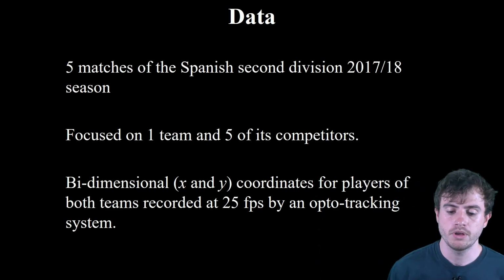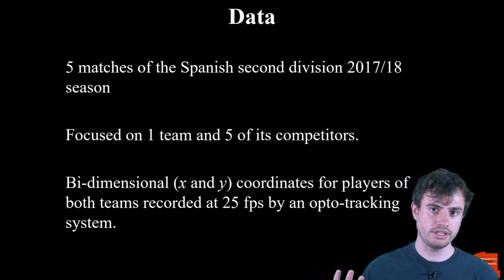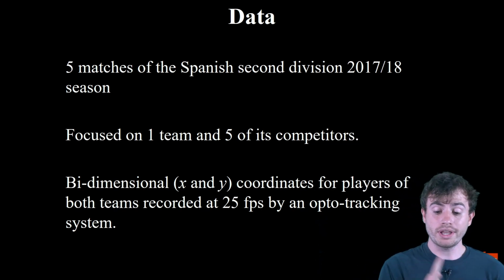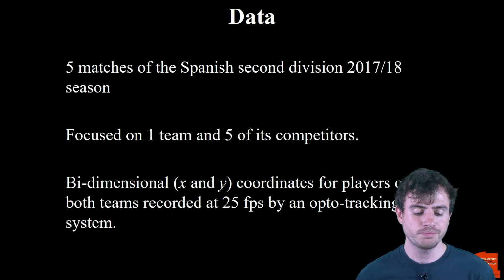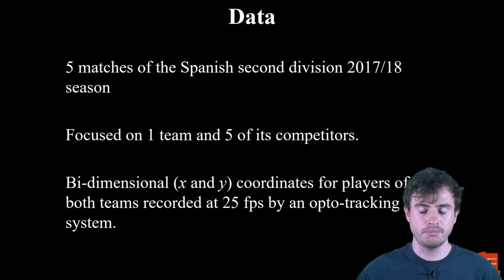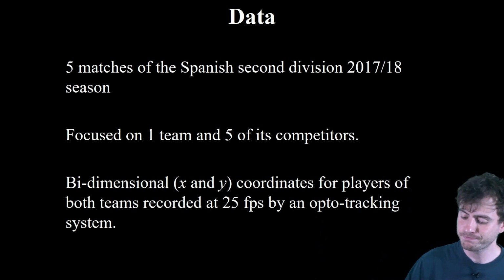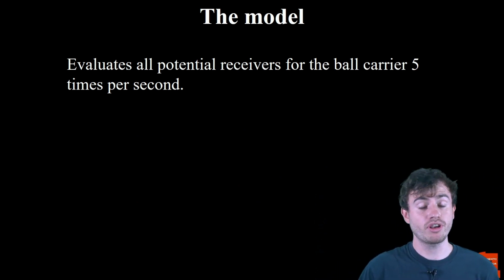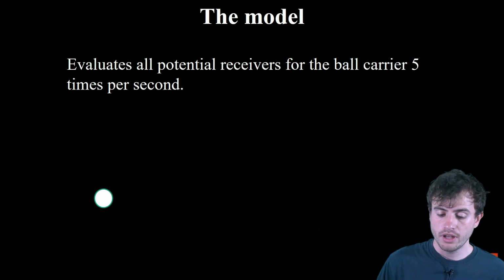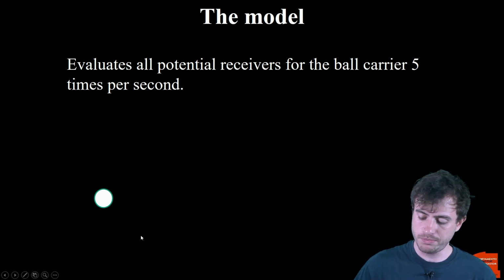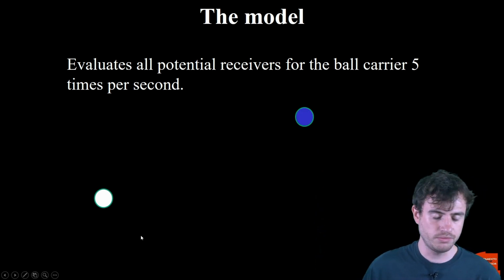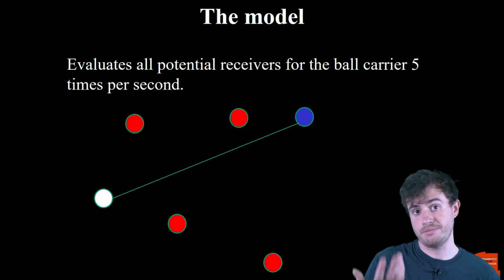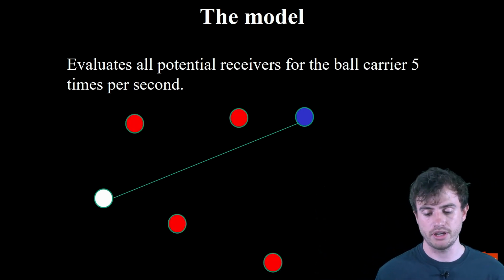Okay, so the data we have is 5 matches of the Spanish second division. We focus on one team against 5 of its competitors, and it was bidimensional data measured with an opto-tracking system. So our model evaluates all potential receivers for the ball carrier 5 times per second. Here we have a ball carrier, the white dot, a potential receiver, the blue dot. We have a passing lane, and now we want to know if the defense in the vicinity can intercept the passing lane.